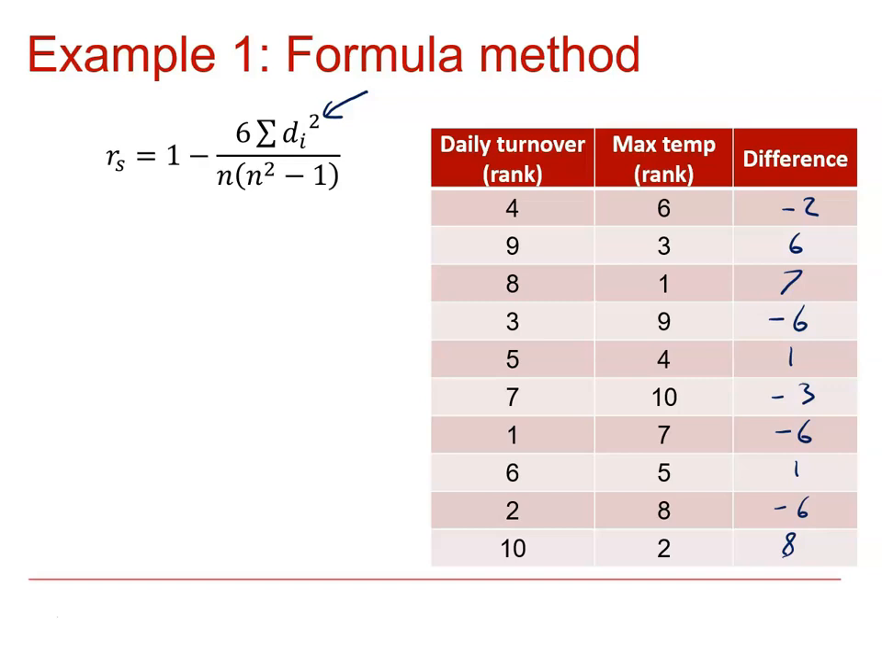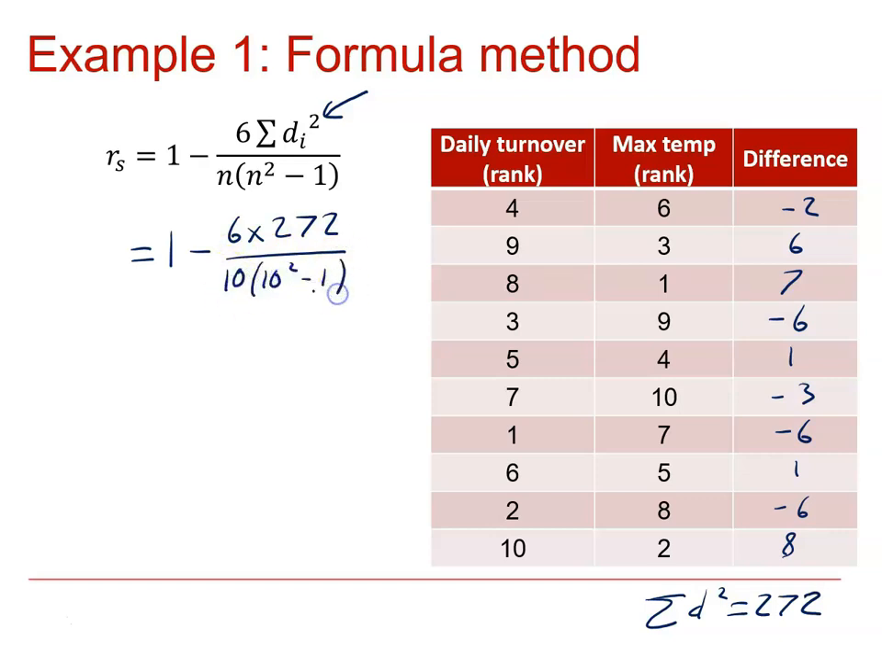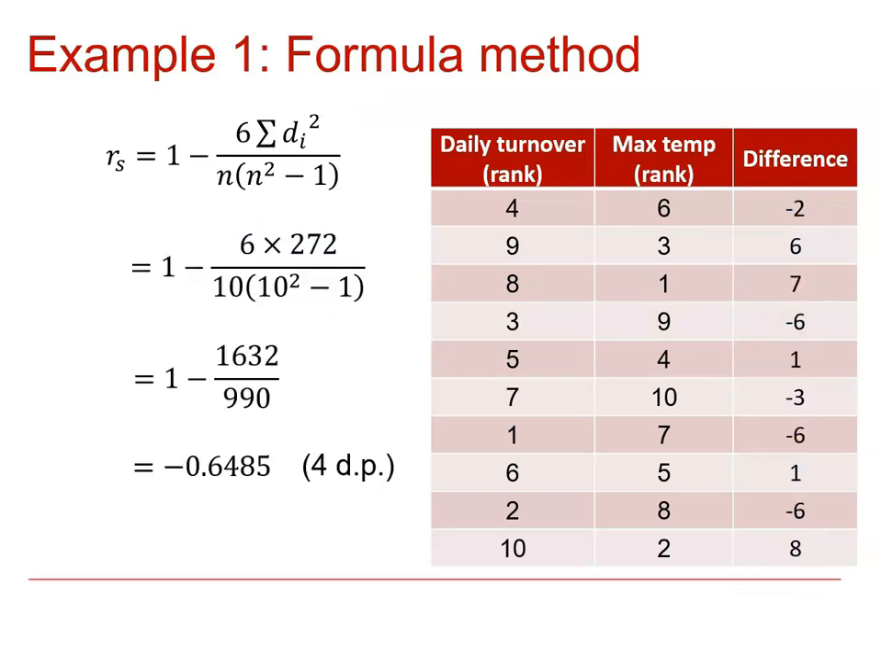But once I've got those d squareds, I add them up and find that my sum of d squareds is going to be equal to 272. Once you've got that, we just put it into the formula. So that's 1 minus 6 times the sum of the d_i squared, which is 272, all over n, which we know to be 10, times 10 squared minus 1. Run that through, pop it in your calculator, and you will get the same value, provided there are no ties.